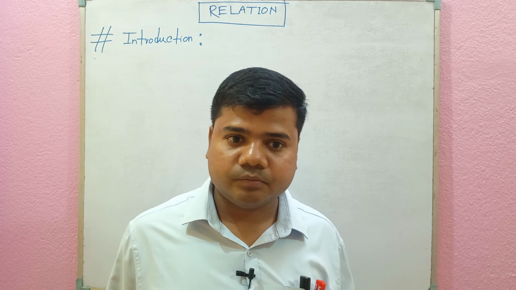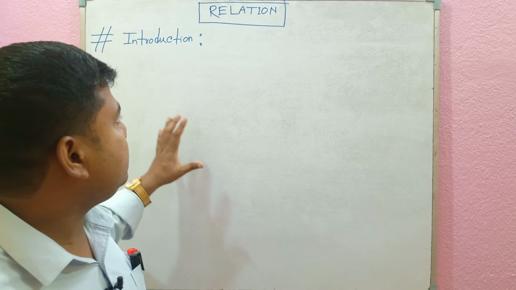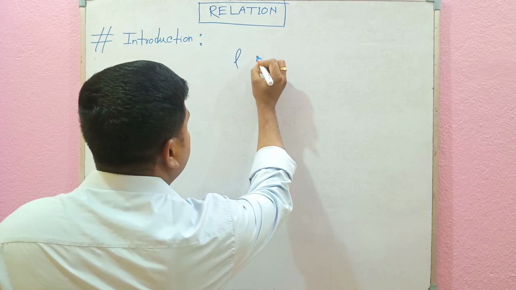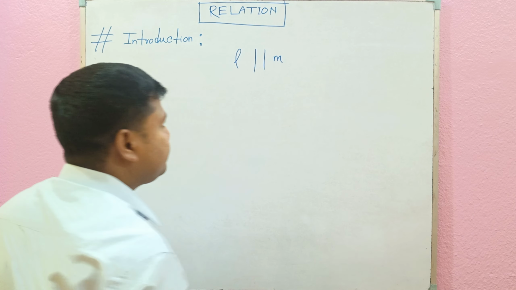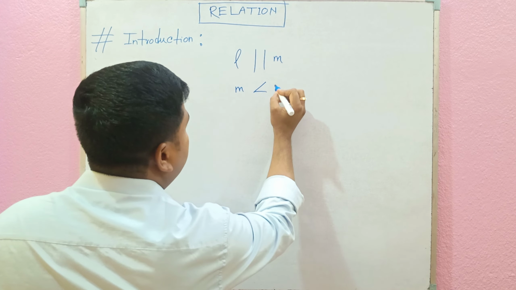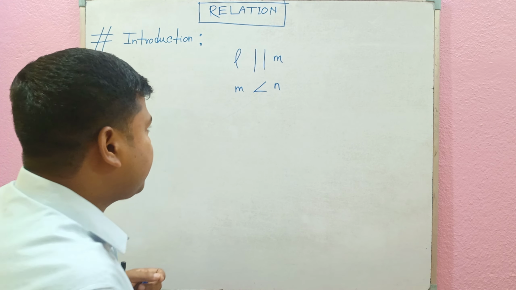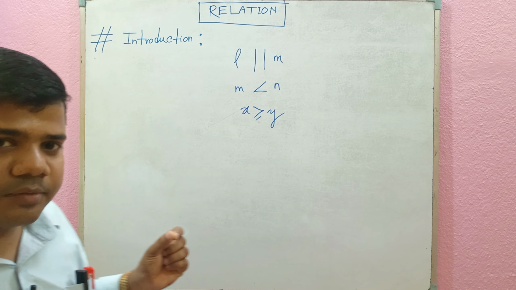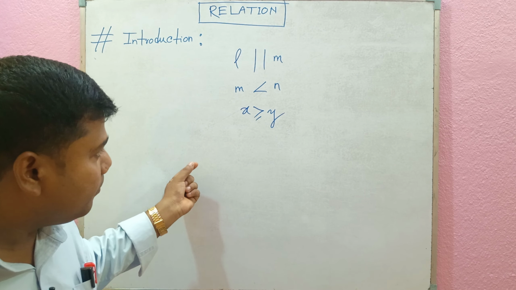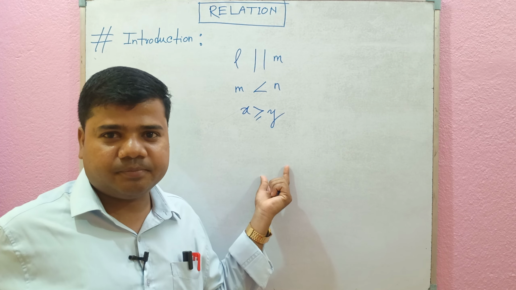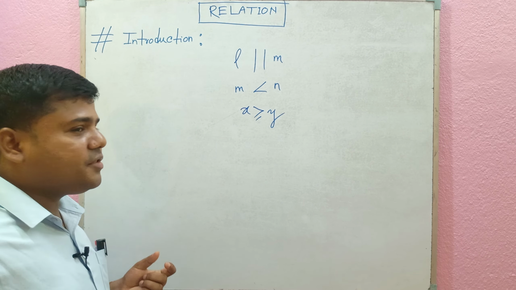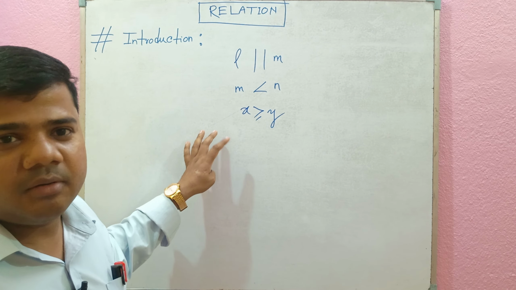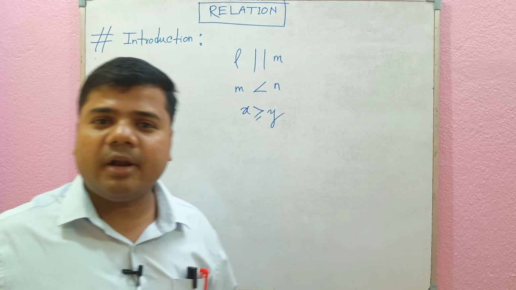In mathematics, we also come across some relations, such as a line L is parallel to line M, a number M is less than a number N, X is greater than or equal to Y, etc. In all of these, we notice that a relation involves a pair of objects. In this chapter, we learn how to relate these pairs of objects. So let's start now.